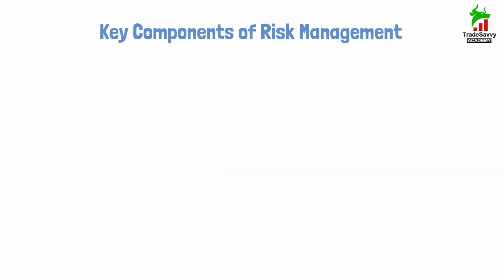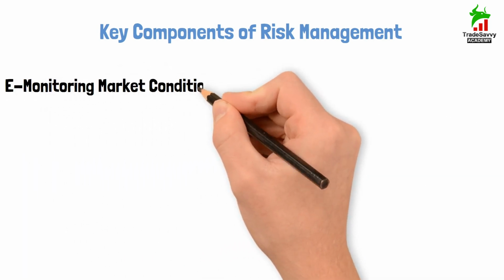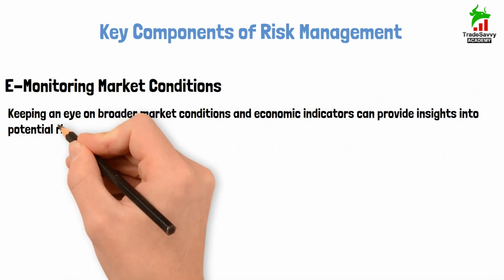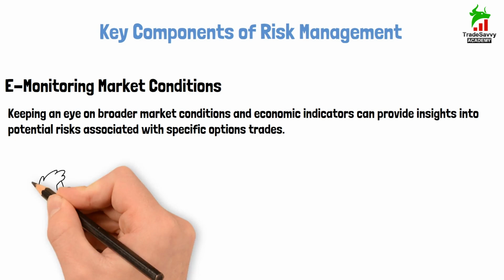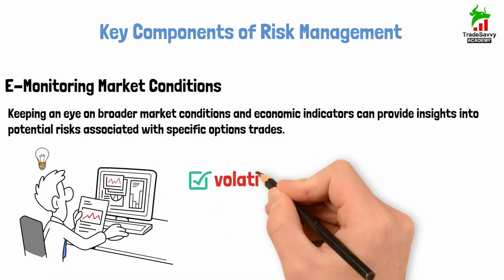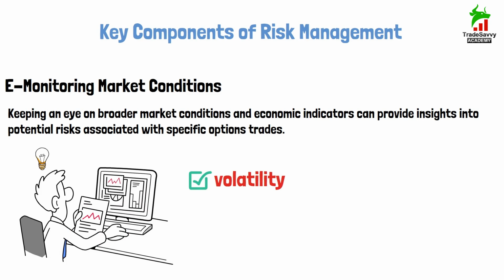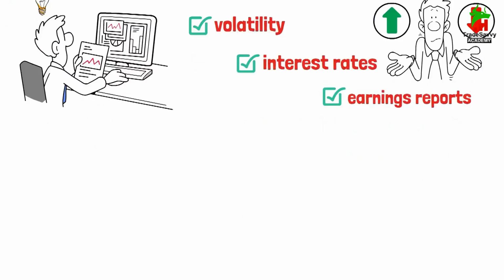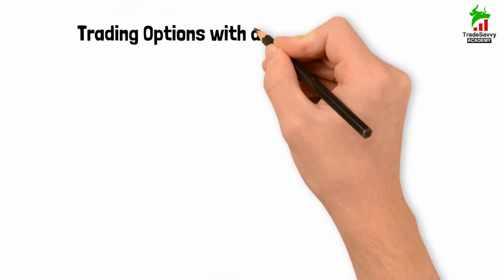E. Monitoring market conditions. Monitoring broader market conditions and economic indicators can provide insights into potential risks associated with specific options trades. Understanding factors such as volatility, often measured by indices like VIX, interest rates, and earnings reports, can inform better decision-making. Trading options with a $25,000 account.